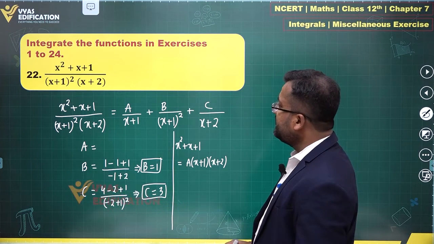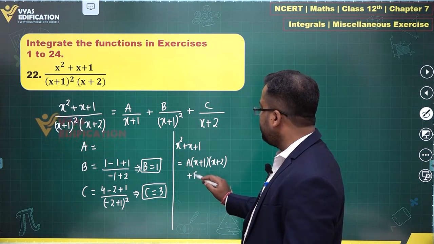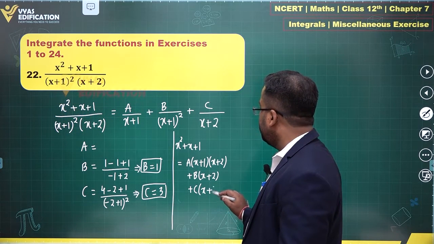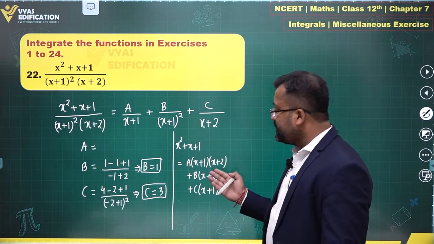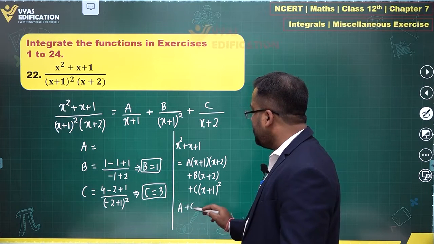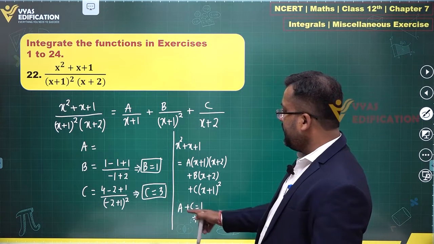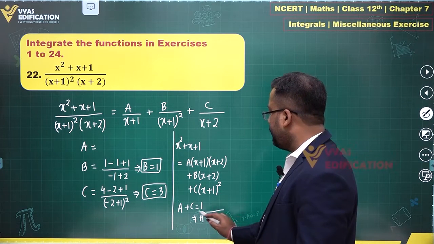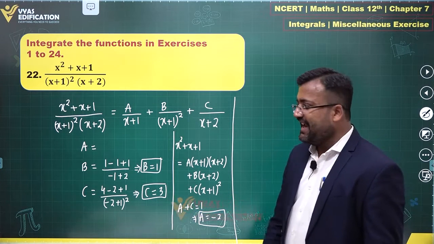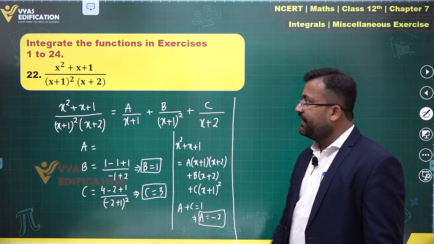And this is what we have. And what do we have? Plus b times x plus 2 plus c times x plus 1 square. So you can compare coefficients of x square, which is a plus c, which is equal to 1. A plus c is equal to 1 implies a will be equal to 1 minus c, which is minus 2. This is what you will get. So b, c and a have been found. You can find a, b and c by comparing the coefficients and this as well directly.